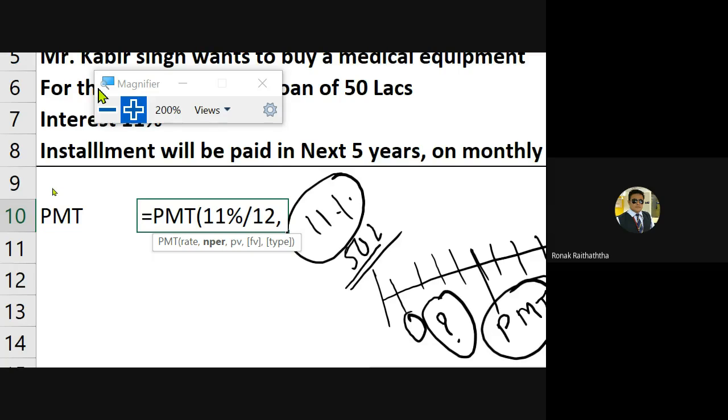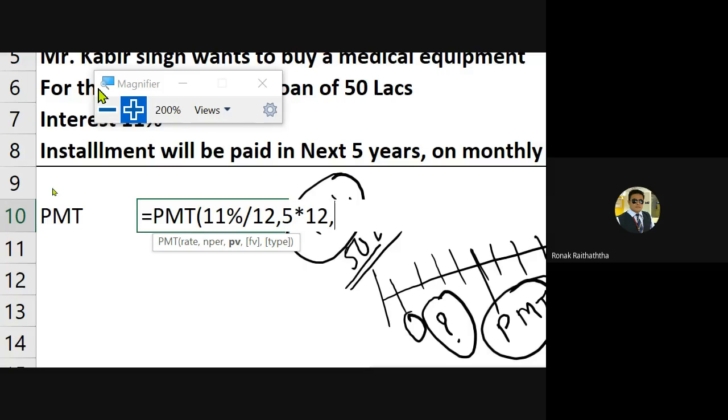Comma to go to the next parameter, we have NPER. So 5 years, 5 साल तक लोन पे करेंगे, लेकिन हर एक मंथ में करने वाले हैं. तो 5 multiplied by 12, so it would be directly a 60. And I can put 5 multiplied by 12 over there in the bracket 2, comma. Do we have the PV or FV in this case? In case of Mr. Jethalal, we had FV. In Mr. Kabir Singh's case, we have the PV because loan has already been taken.